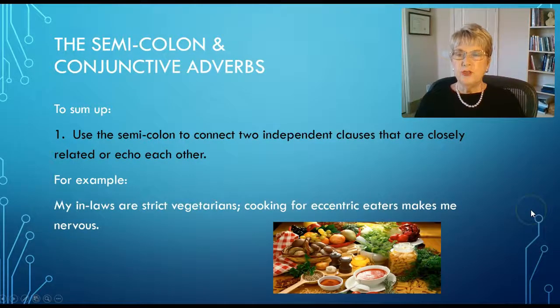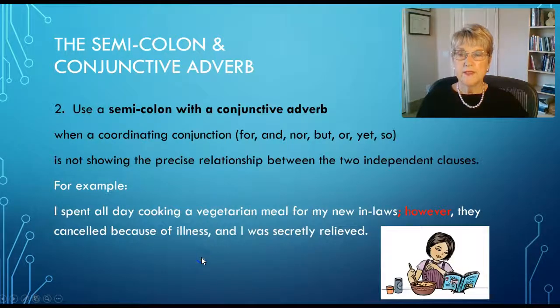To sum up, use the semicolon to connect two independent clauses that are closely related or that echo each other. For example, my in-laws are strict vegetarians; cooking for eccentric eaters makes me nervous. Two independent clauses, and they're joined together by a semicolon. The second way we use a semicolon is with a conjunctive adverb, when a coordinating conjunction is not showing the precise relationship between the two independent clauses. For example, I spent all day cooking a vegetarian meal for my new in-laws; however, they canceled because of illness and I was secretly relieved. Okay, so we see that it's just much more precise when we use those conjunctive adverbs.